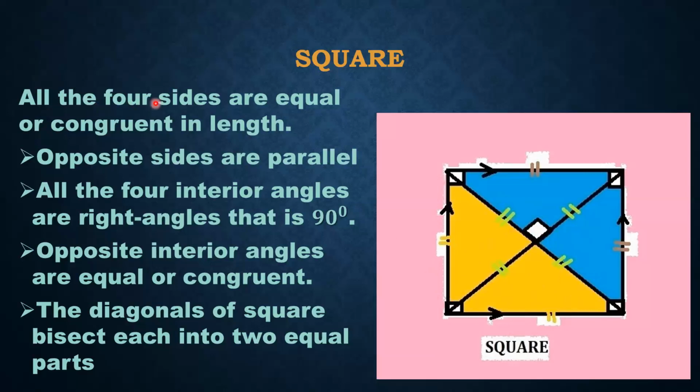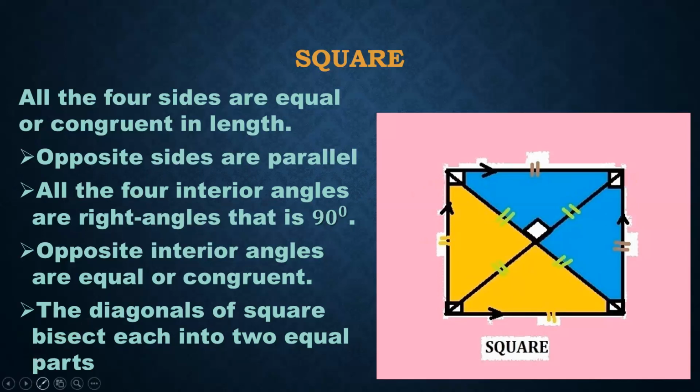One, in a square, all the four sides are equal or congruent in length. Congruent in length means they are the same. It has the same indicator, which shows that they're equal in size, equal angles, and the diagonals bisect each other. All the four interior angles are right angles. The angle at each corner here is a right angle.